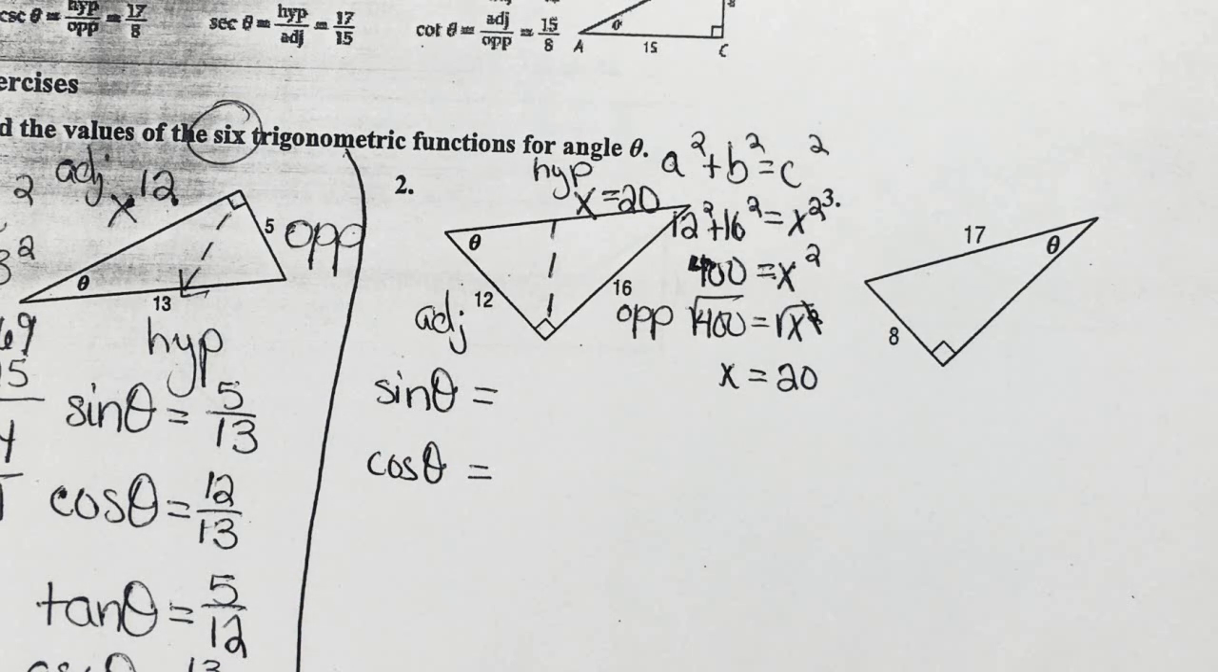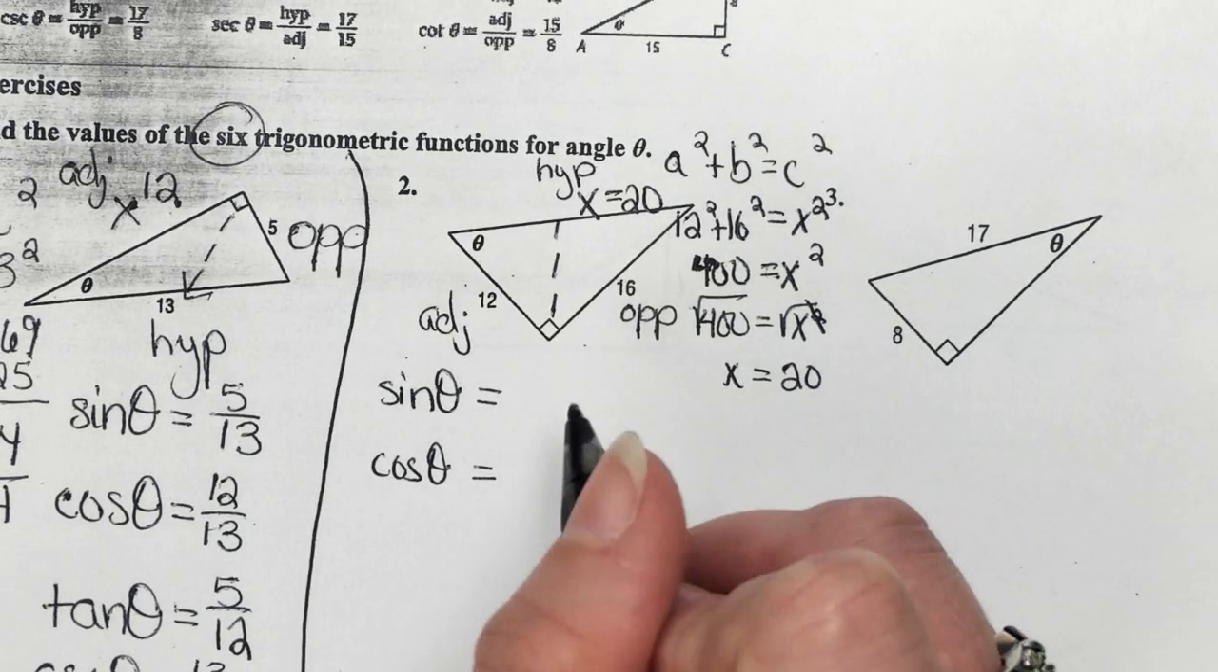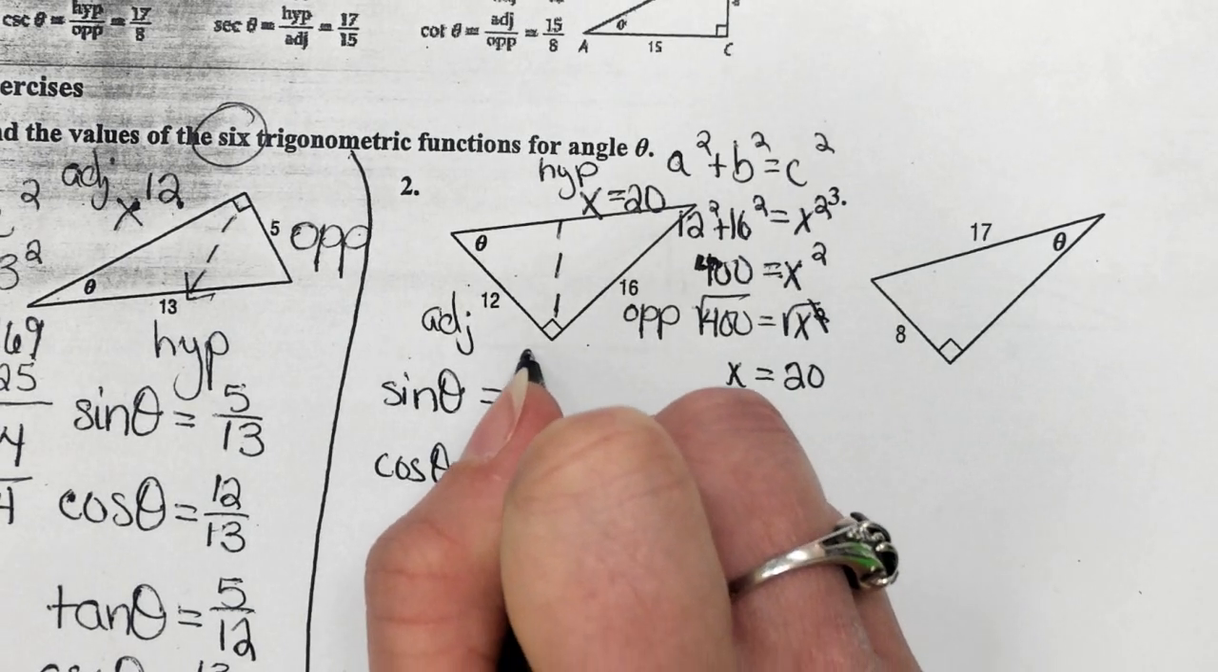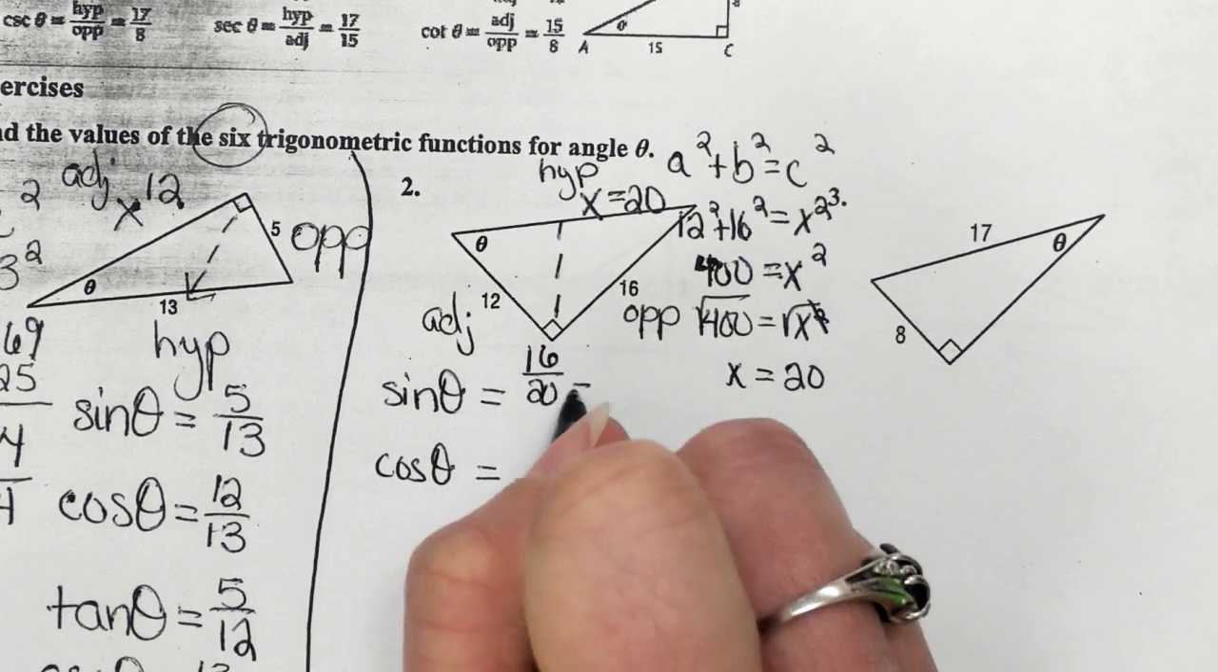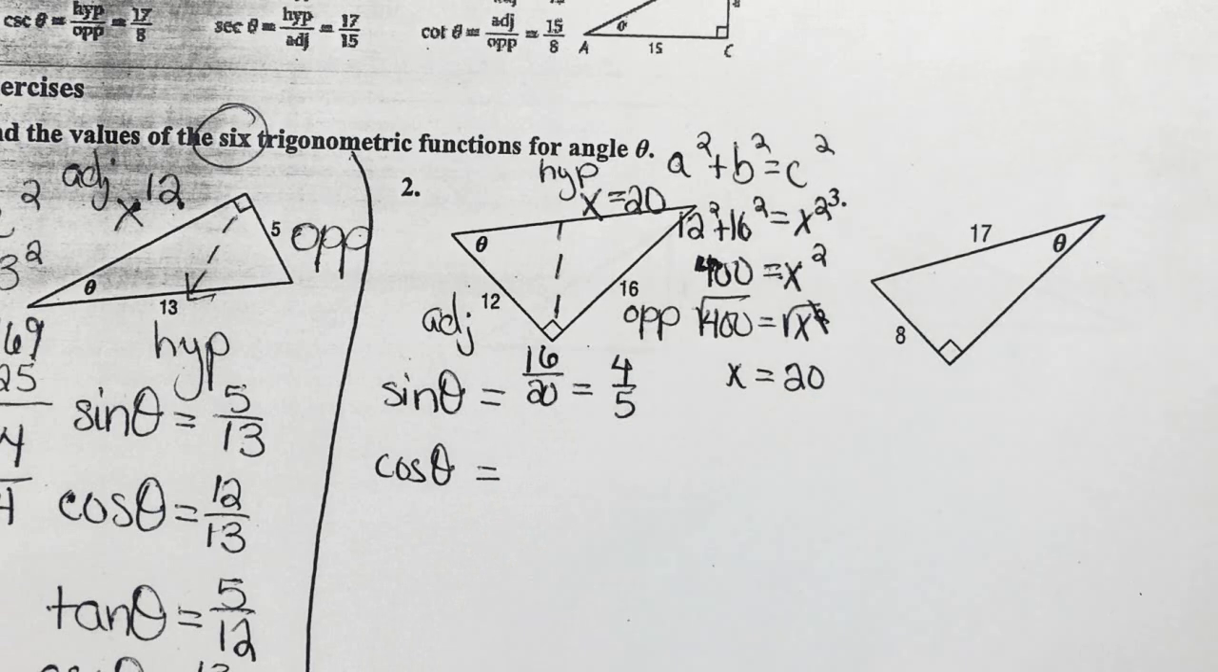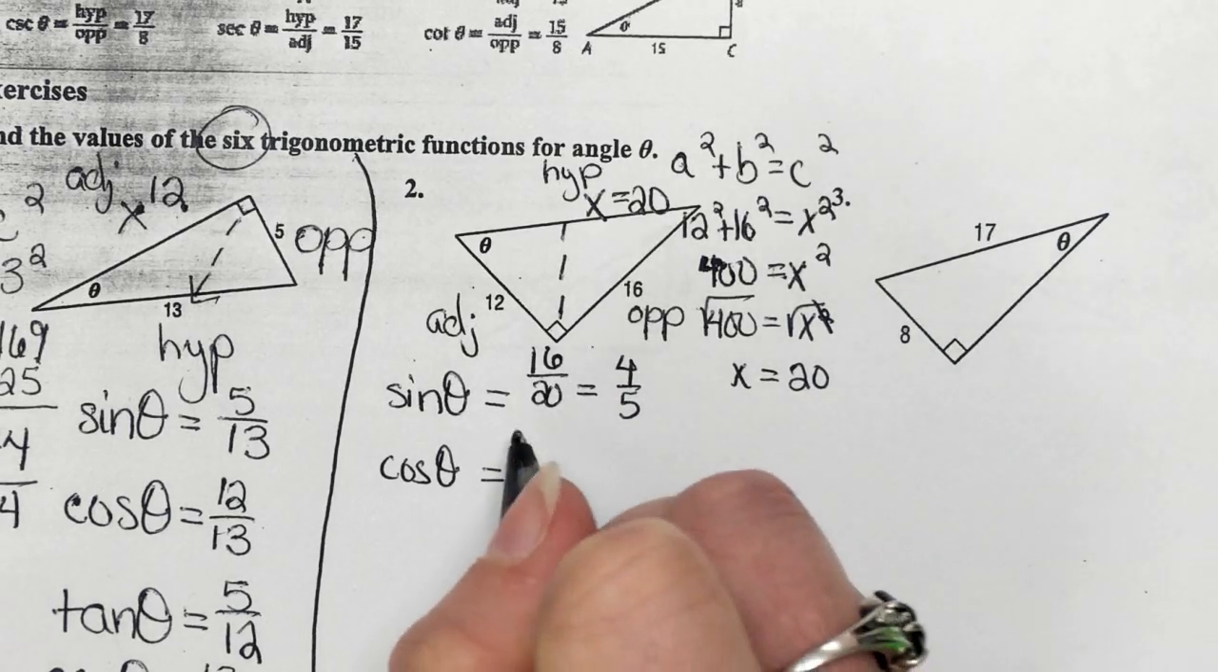All right, see if you can find all 6 trig functions. All right, guys, what'd y'all get for sine? 4 over 5. Very good. You got 16 over 20, and that reduces by 4 to be 4 over 5. Very good job. All right, what about cosine?